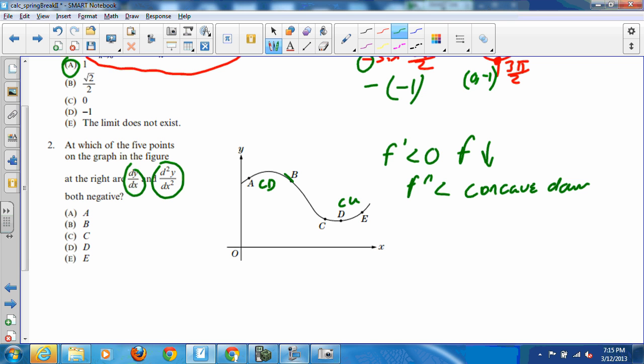Well, B, you can tell it's decreasing right here. That derivative is negative, right? So the answer is B.